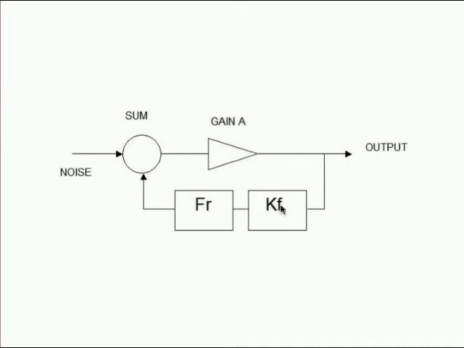A proportion of this signal, Kf is the proportion, is fed back, and this goes through a resonator. Fr is the resonator function, and this function has a gain of 1 at centre frequency, and it falls off from 1 in the normal way that a resonator does either side of centre frequency. So this signal is fed back to the input of the amplifier, and the signal is combined with broadband noise, white noise.